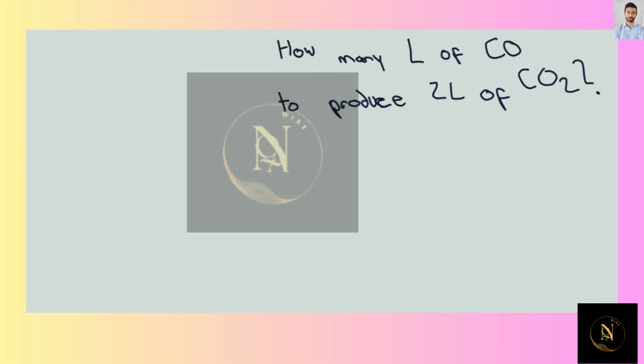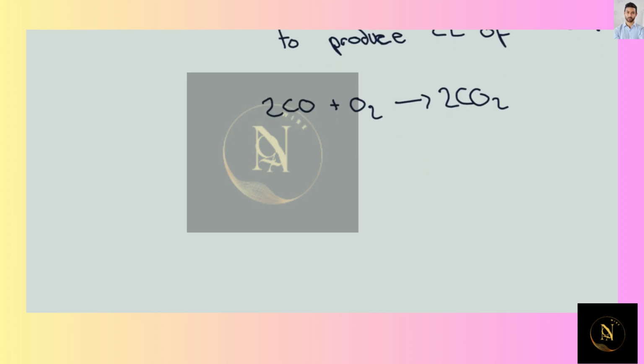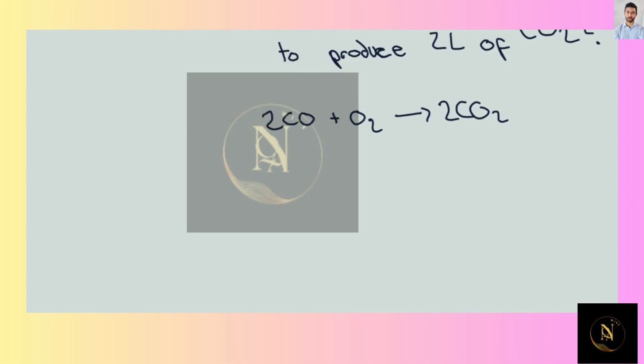So over here, the first thing that we need to do is to write down the balanced reaction in order to produce CO2. And what we're going to do is to employ conversion factors. So we are going to require 2 liters of CO2.